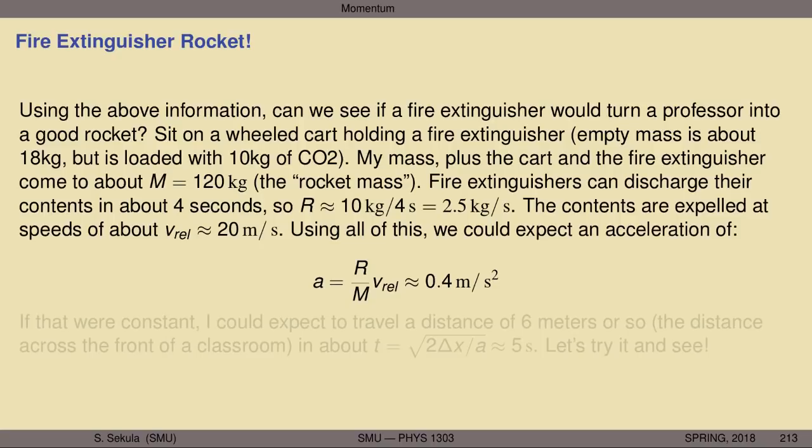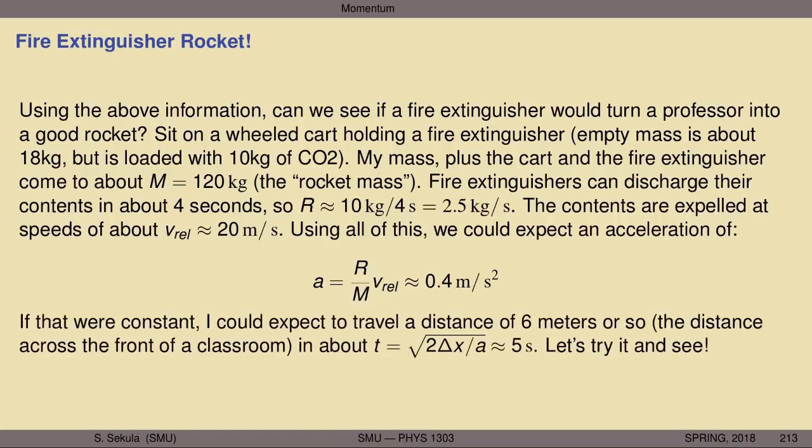But let's assume that that's a constant acceleration, and I can get that over the time required for the exhaust products to completely be exhausted from the fire extinguisher. What does this mean? Well, it means I could travel roughly the front of the room, which is a distance of 6 meters in Fondren Science 123, our typical lecture room here in the physics department. Using the equations of motion that we learned earlier in the class, at this constant acceleration rate of 0.4 meters per second squared, I could expect to go 6 meters in about 5 seconds. Well, that doesn't sound so bad.